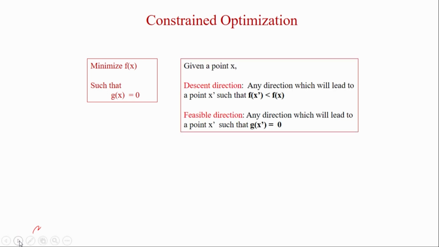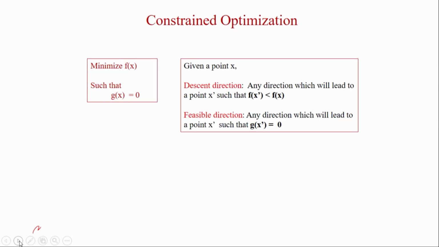So now let's define two things. These two things will be critical. Given a point x, we are going to define two things. One is a descent direction. If you are at a particular point and you are going to move to a different point in a particular direction, any direction that leads us to a decrease in the function, we'll call it a descent direction, because you are descending with respect to the objective in that direction.